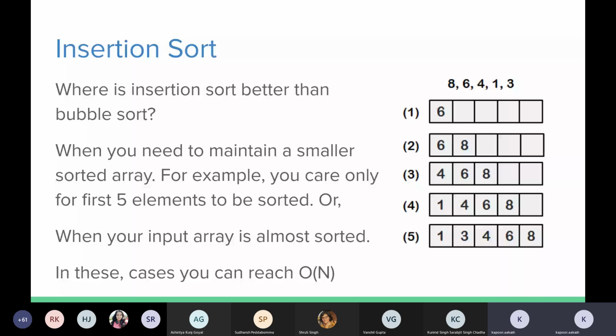Does anyone have any doubts though? Because it's a bit tricky to understand at times. Are there any doubts? Okay, doesn't seem like it. Seems like people are generally clear on insertion sort.